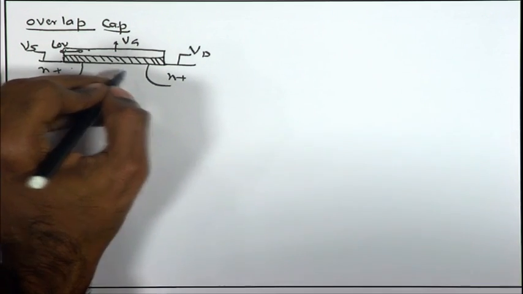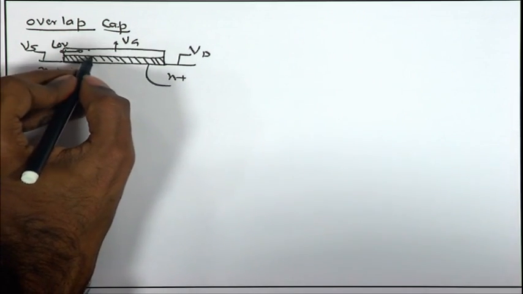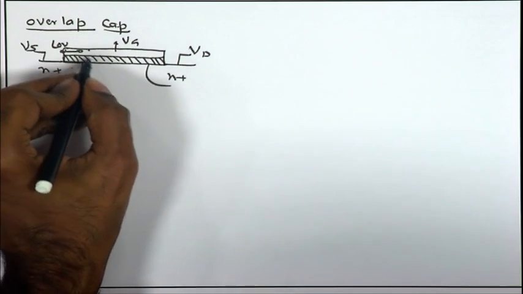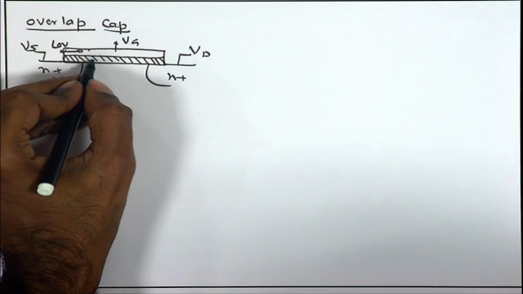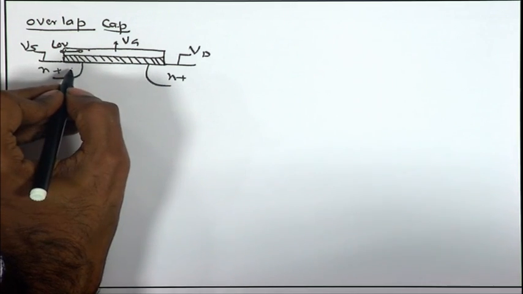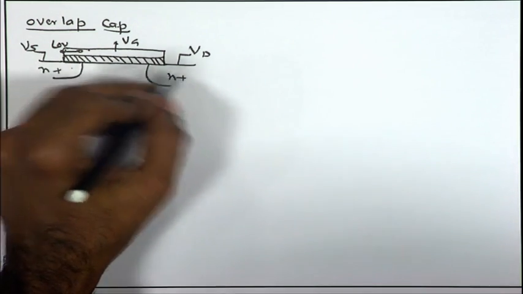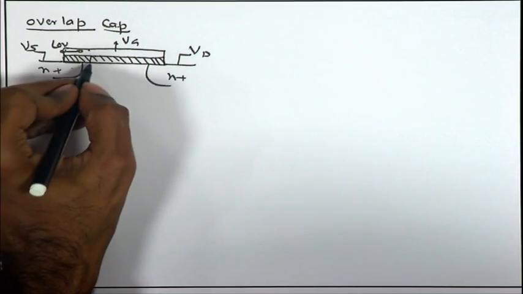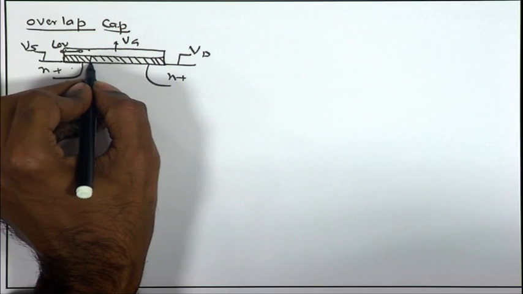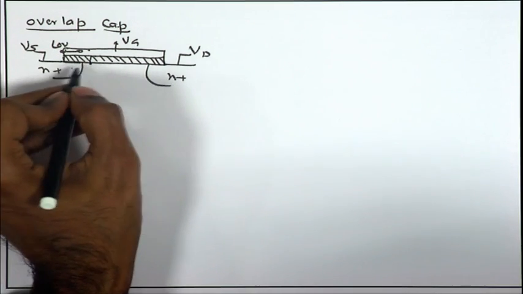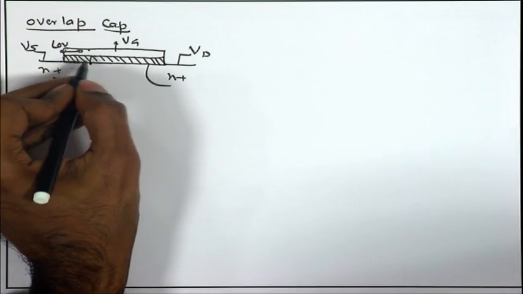Because of process variation, suppose in certain cases the channel ends here and the gate ends here, then you will not have the gate or the channel region completely in contact with the source and drain. So, by mistake, suppose in process variation the channel ends right here, the gate ends right here, then the channel will be broken. So, it is safer to have this overlap.